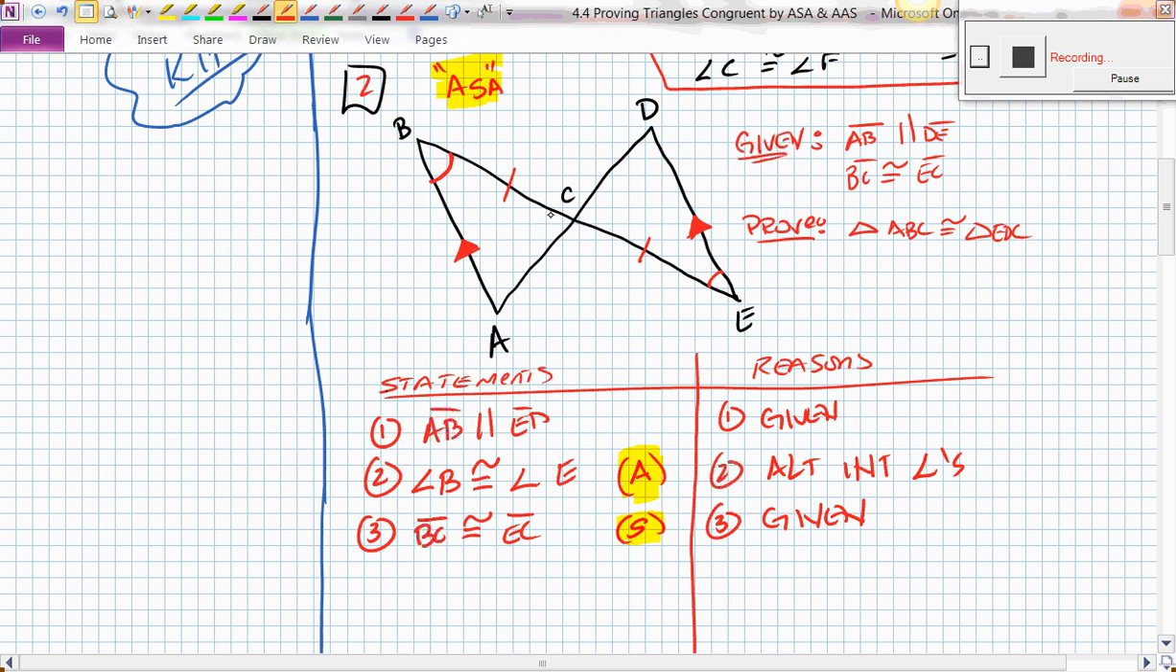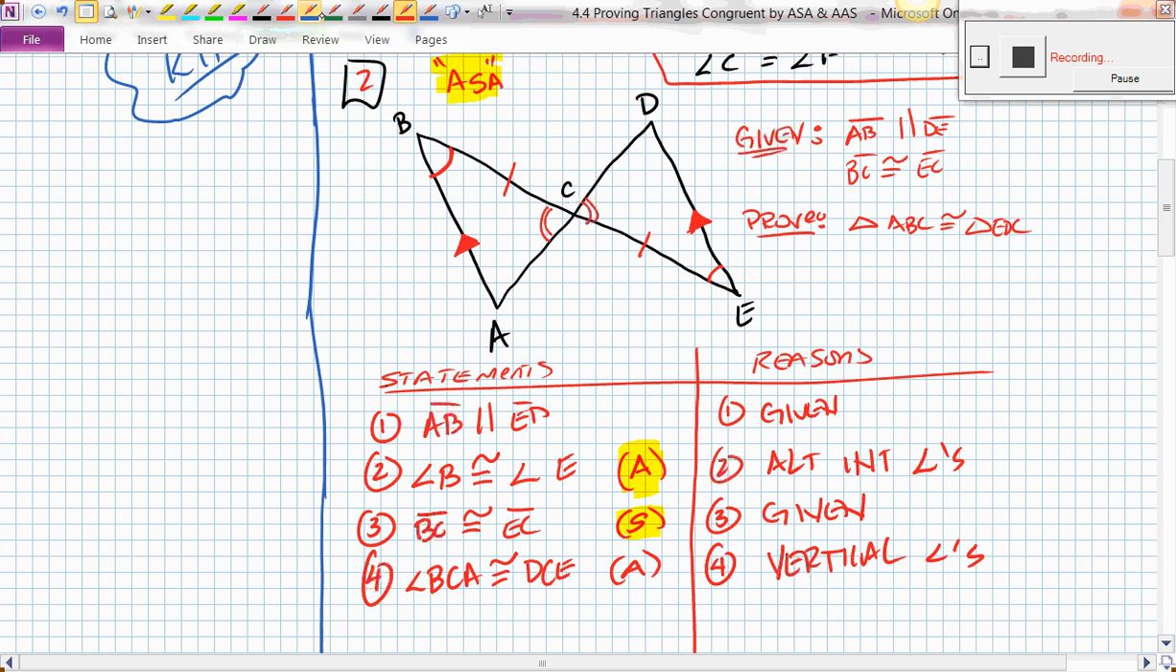And the last angle I'm going to get is going to be right here. Angle C, or angle BCA, should I say, to make it a little bit more specific. Angle BCA is congruent to angle DCE, and that is an angle, and the reason that is true is because they're vertical. And we know that vertical angles are congruent. So therefore, check this out. I have now proven in my proof angle, then side, then angle.